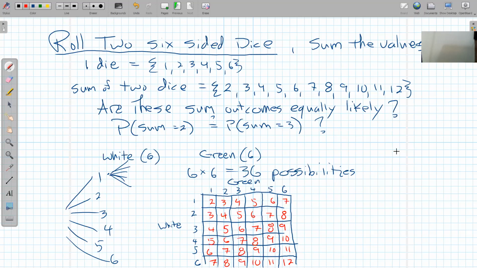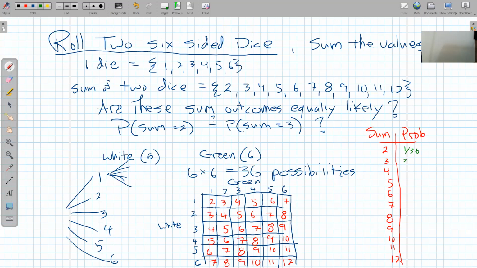So if we re-summarize this table in another table where we have the sum versus its probability, we've got 2, 3, 4, 5, 6, 7, 8, 9, 10, 11, and 12. Those are all my sums. And then the probabilities are, how many are there total here? 6 by 6 is 36. So getting a 2 is 1 out of 36.